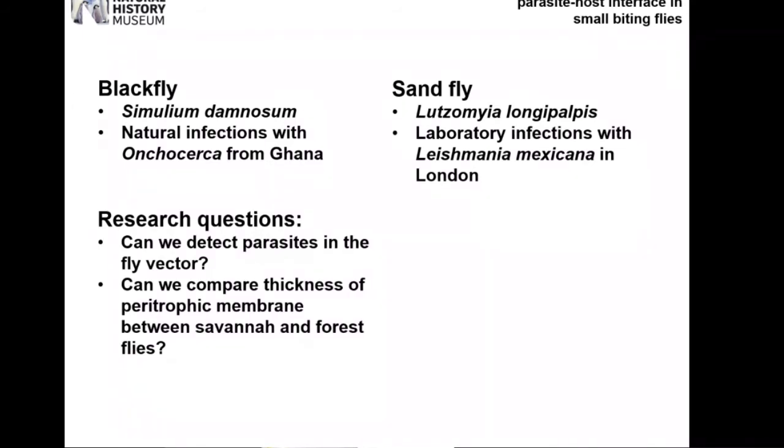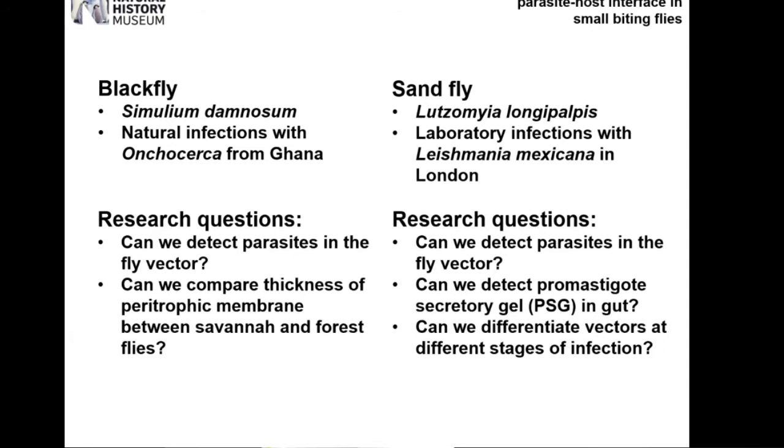The research questions for the black flies were, first of all, can we actually detect parasites in the fly vector? And a secondary question, can we compare the thickness of the peritrophic membrane between savanna and forest flies? This is a membrane surrounding the food source, which limits the movement of the parasites into the vector fly after they've been ingested. For the sandfly, again, can we detect parasites in the fly vector? Can we also detect the promastigote secretory gel that's secreted by the parasites in the gut of the fly? And thirdly, could we differentiate vectors at different stages of the infection?